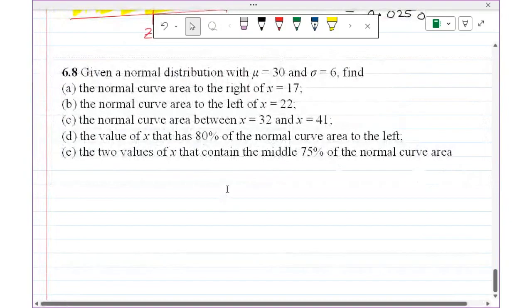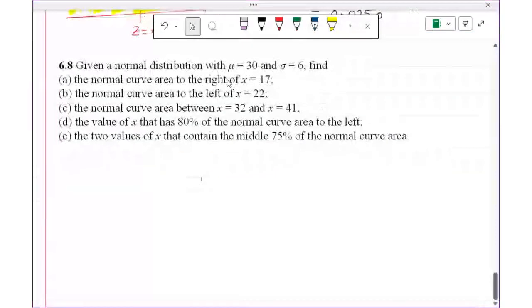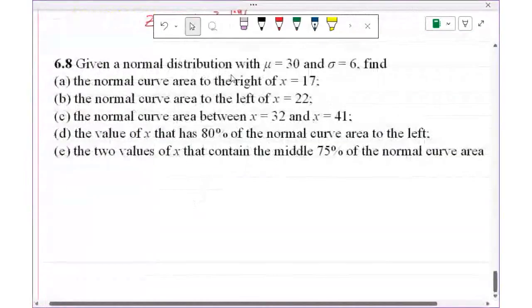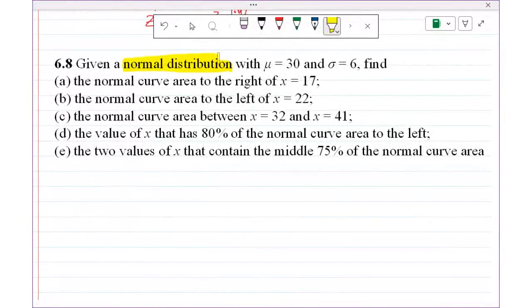Now we are given a normal distribution. This is not a standard normal distribution, keep in mind. First, we need to convert everything in terms of the standard normal distribution. So this is a normal distribution with mean mu equal to 30 and standard deviation sigma equal to 6. Mean 30, standard deviation 6.